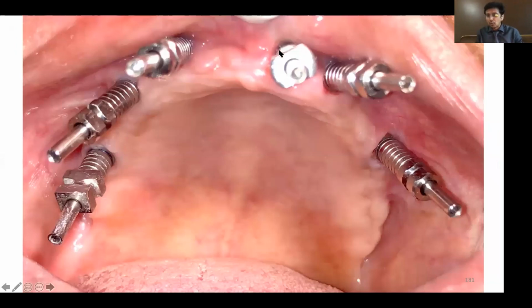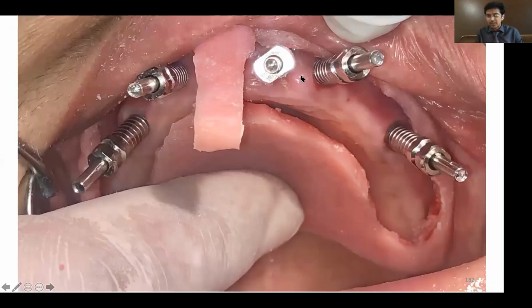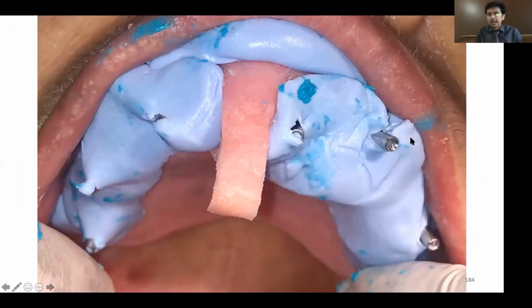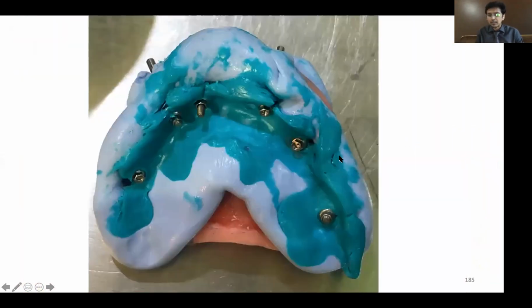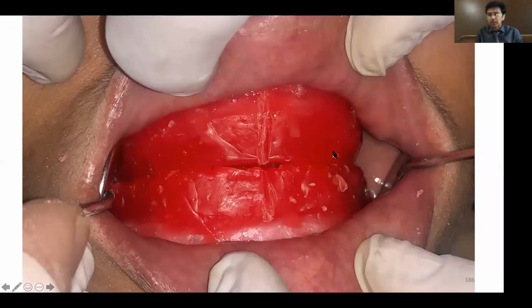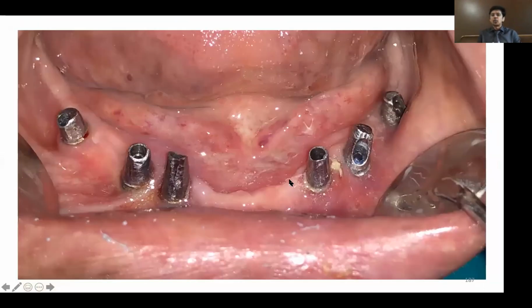In the maxilla also, the open tray impression technique was used. The tray had to be completely reduced. Sorry for this mess. Ultimately, the impression was picked up, and once it was picked up, jaw relations were taken. We went in for a cement retained prosthesis this time. Cement retained was comparatively easier to deliver in this case than screw retained.